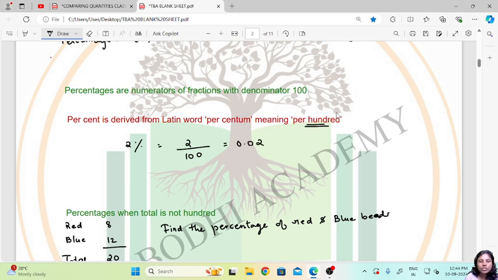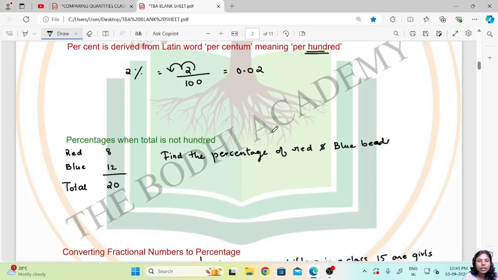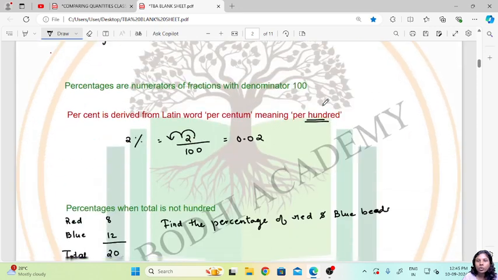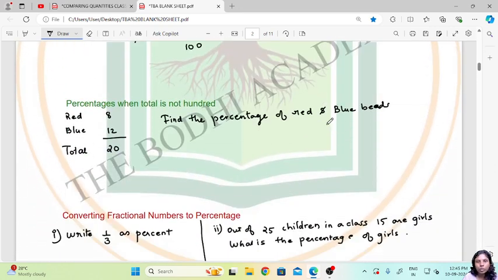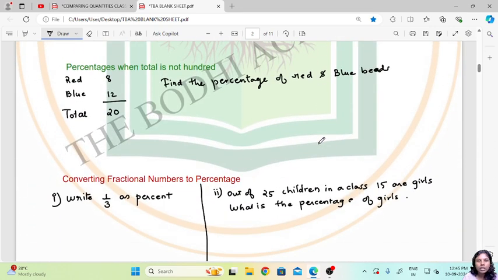This is done by just shifting the decimal. We have a decimal and two zeros, so we shift the decimal twice, once and twice, so 0.02. This is how we can convert a given percentage to a decimal. Now this was the case when the total was 100. What if the total is not 100? How are we supposed to solve in such cases?